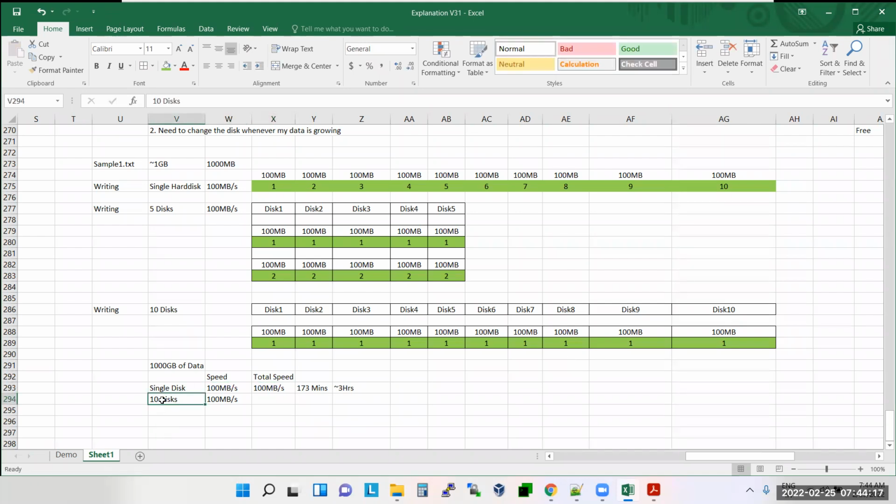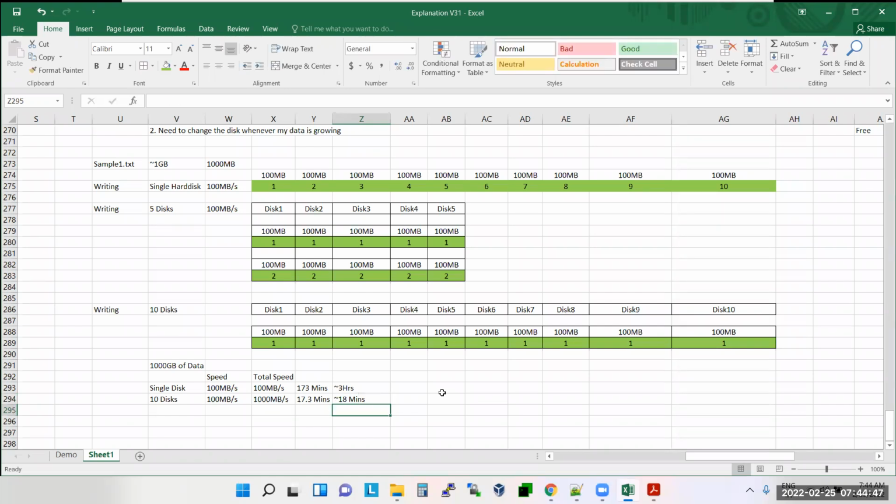But here I have 10 disks. Each disk can write with the speed of 100 MB per second. So if all 10 disks write parallelly, how much can I write? Approximately 1 GB per second. Nearly 1 GB per second. Which means that time has been reduced to 17.3 minutes, nearly 18 minutes.